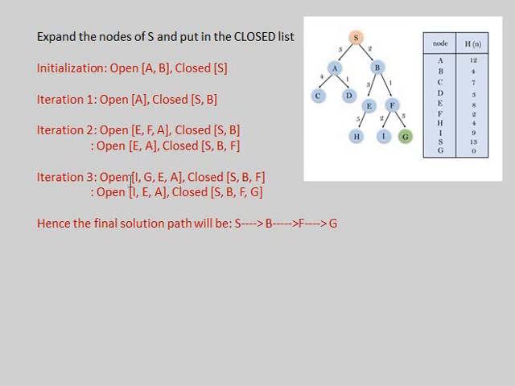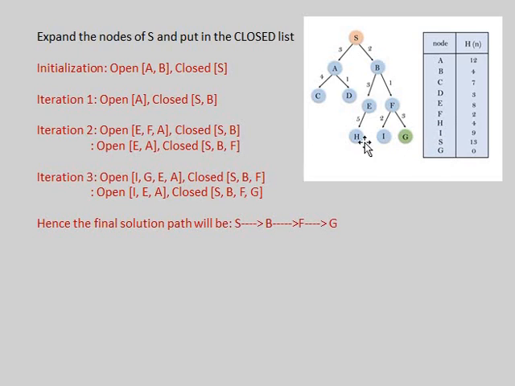In the next iteration, find out the successor of node F. Now this node F's successors are node I and G. So add these two nodes in the open list. So now the open list consists of nodes I, G, E and A, whereas the closed list consists of 3 nodes S, B and F.